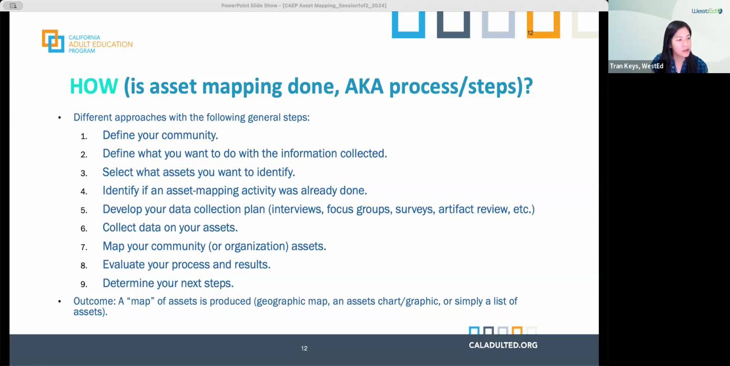And then I have a note here, it says outcome. In the end, it's really a map, quote unquote, a map of assets that is produced. And that can take on many different forms. We're going to show you some examples. It could really be a geographic map, right? A lot of times people asset map and it's really a literal map, right? It could be an assets chart or a graphic.